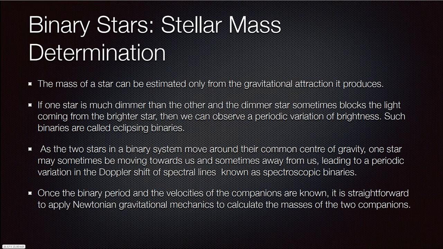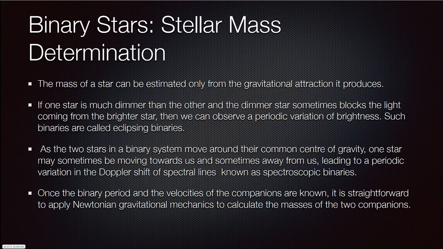Now in binary stars, the stars are together. So if we want to calculate the mass, we could observe the gravitational force between them, and from that we could calculate the mass. Now, if one star is much dimmer than the other, it will obviously block the light coming from the brighter star. So then we could observe a periodic variation of brightness. Such binaries are known as eclipsing binaries.